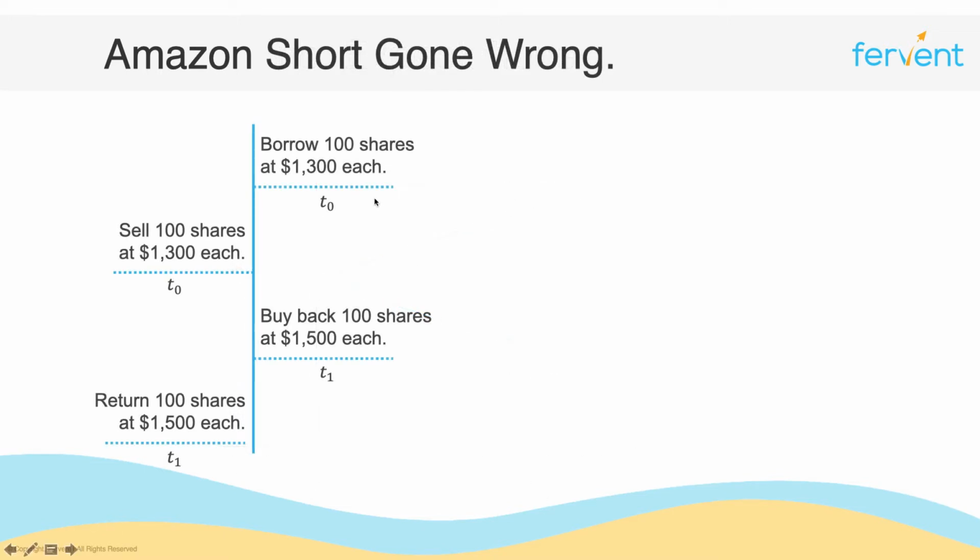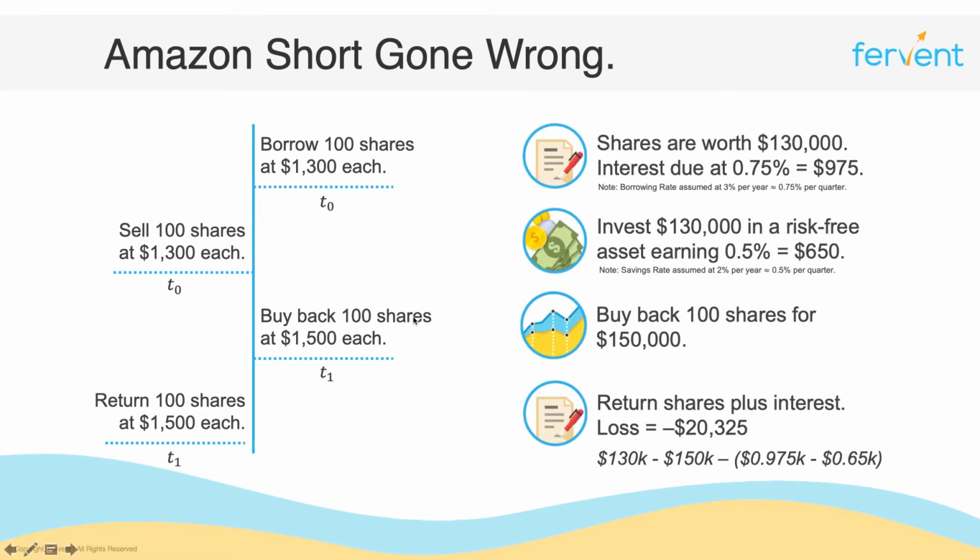Well, we would still borrow 100 shares at $1,300 and sell the 100 shares at $1,300 as well. But then instead of buying it back at $1,000, we would now buy it back at $1,500 and then return the shares to the lender or the broker at the current market value of $1,500 each. And if we went through the numbers again, what you'll find is that we end up making a loss of $20,325. In this particular example, it looks like the gains, or the potential for gain, is still higher, right? Because we showed a profit of $29,675, but a loss of just $20,325.